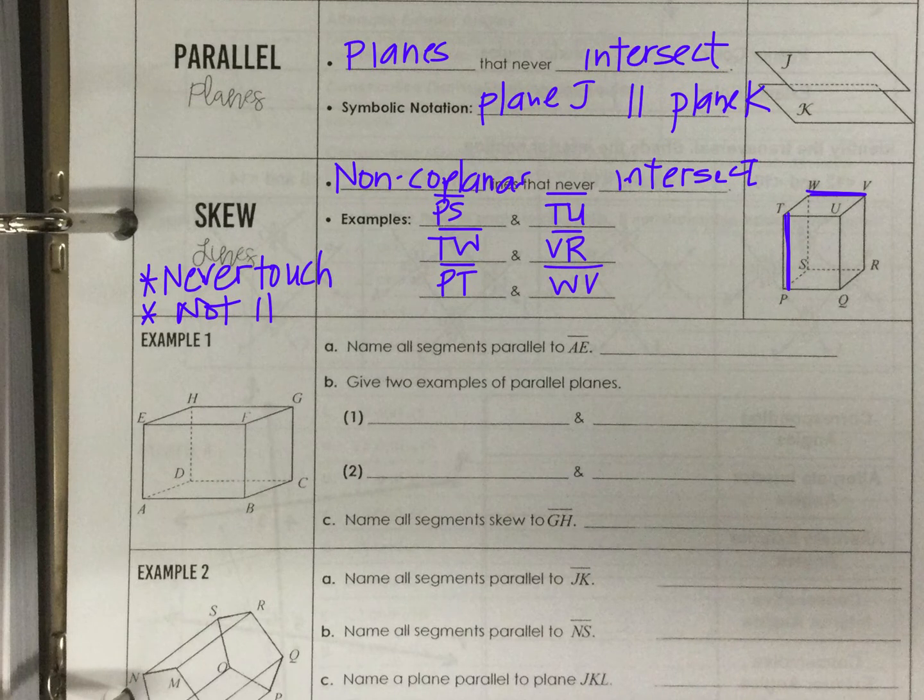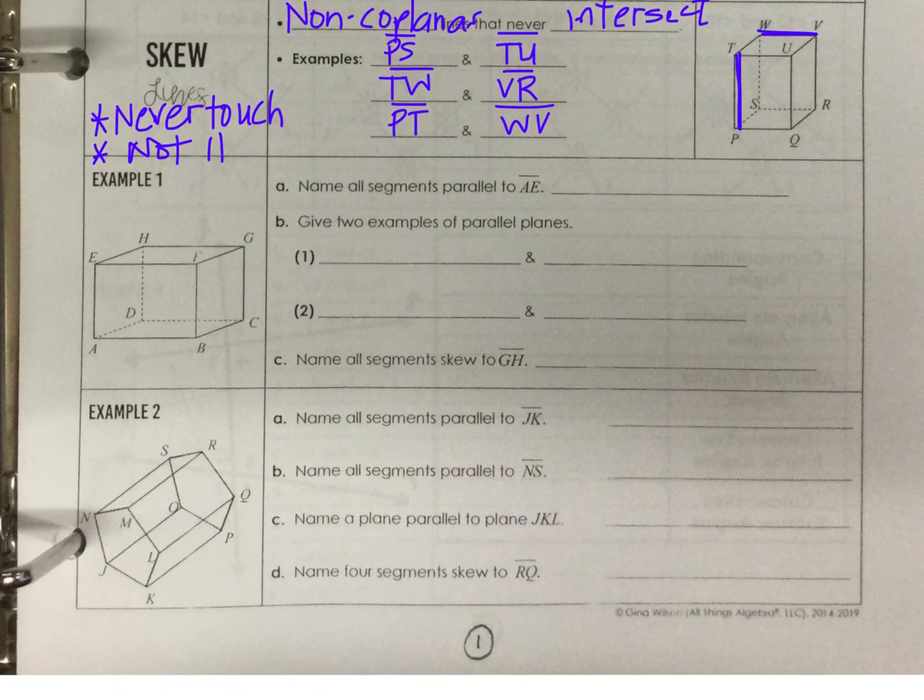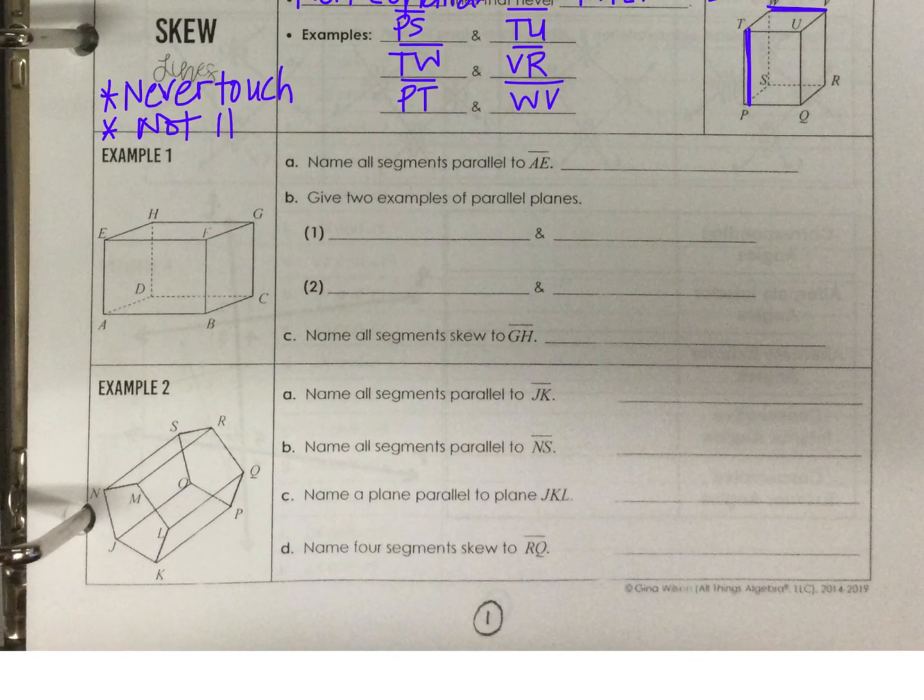All right, so now we're going to practice all the stuff we've talked about. Name all segments parallel to AE. AE's right here. All the ones parallel would be DH. There's 3 of them. FB. And GC.